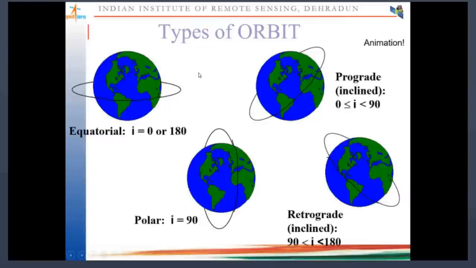So majorly I am discussing some types of orbits. The angle of inclination is the angle between the plane of the orbit and the equator. If it is 0 or 180 degrees, you have an equatorial orbit. If it is 90 degrees, you have a polar orbit. If it is less than 90 degrees, you call it prograde. And if it is a little more than 90 degrees, you have a retrograde. So these are inclined orbits.